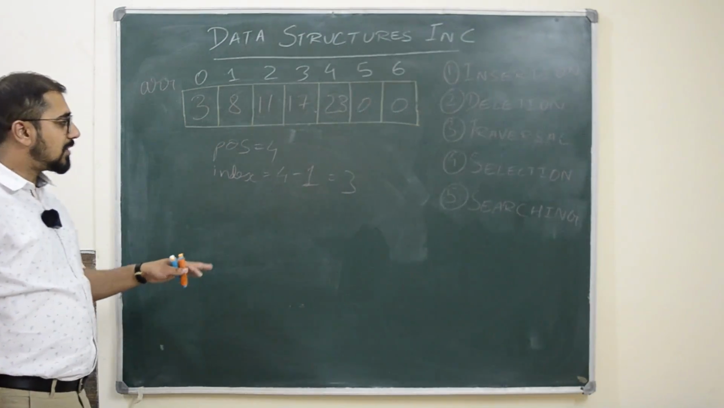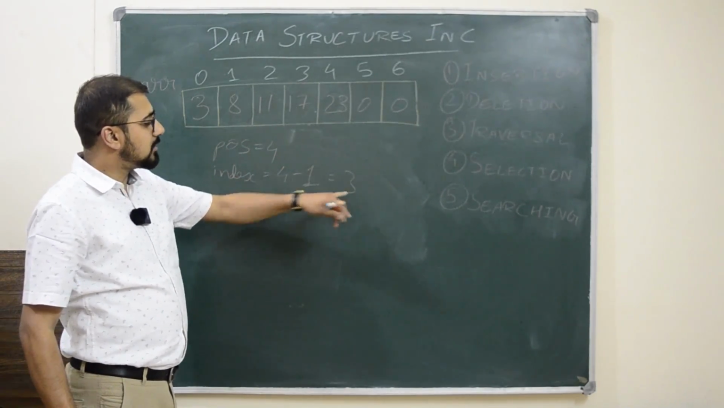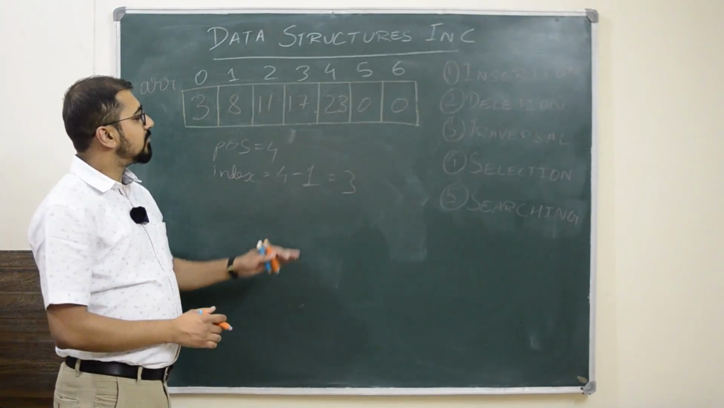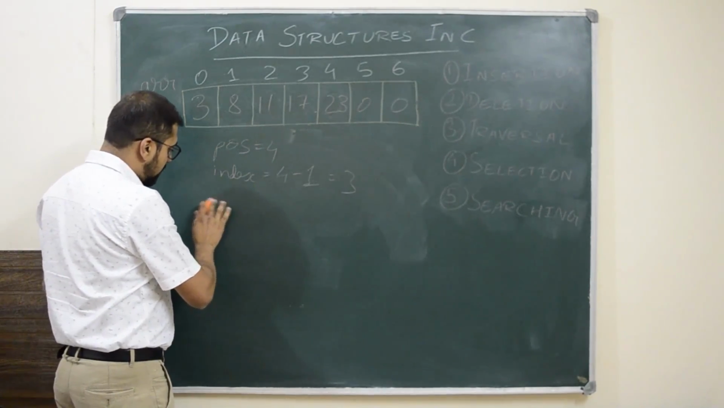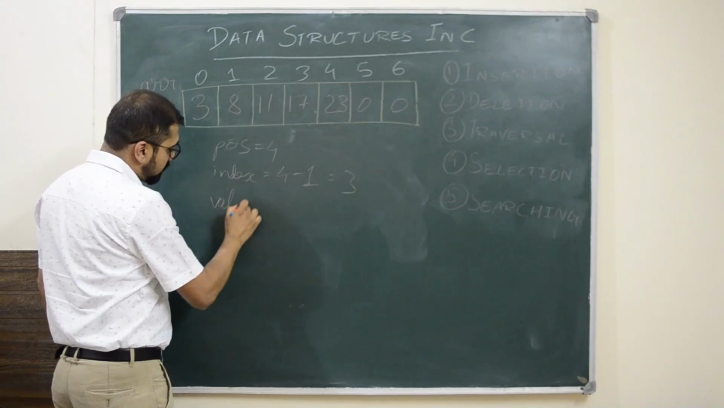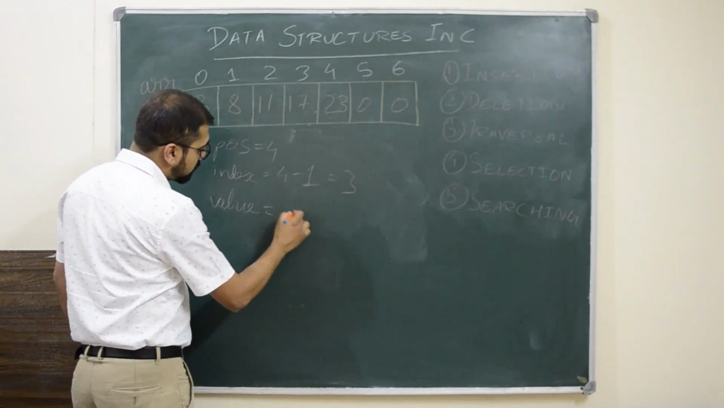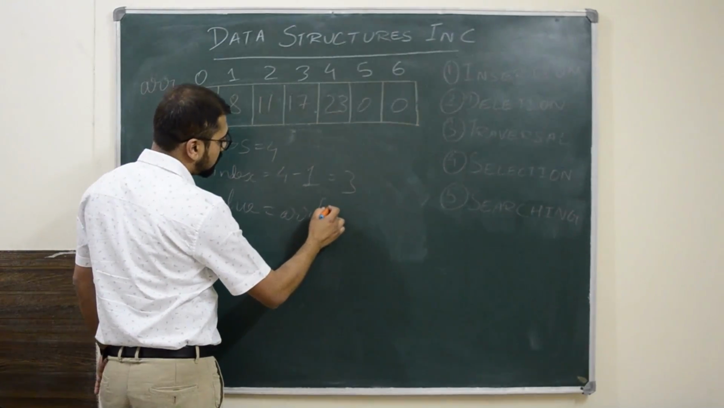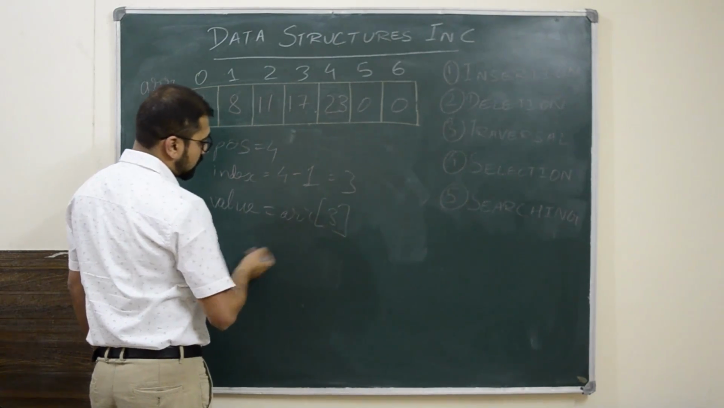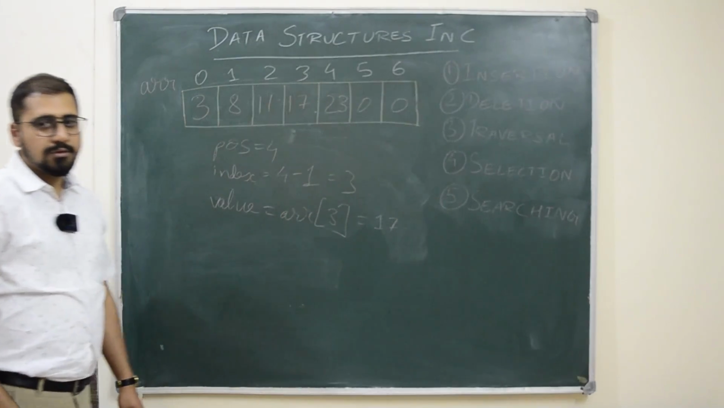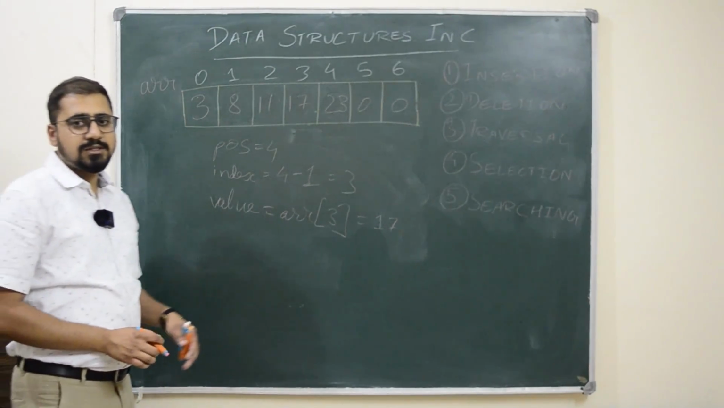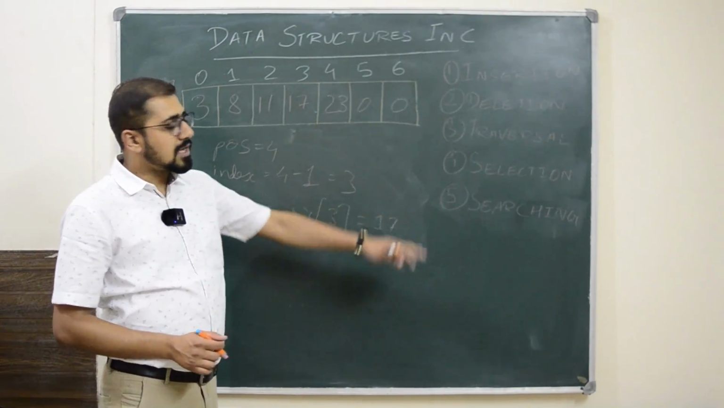So what do we have to find? We directly have to find the value at the index 3. So take a variable as value is equal to ARR of 3. So here it will give us the value as 17. This is simply selection.